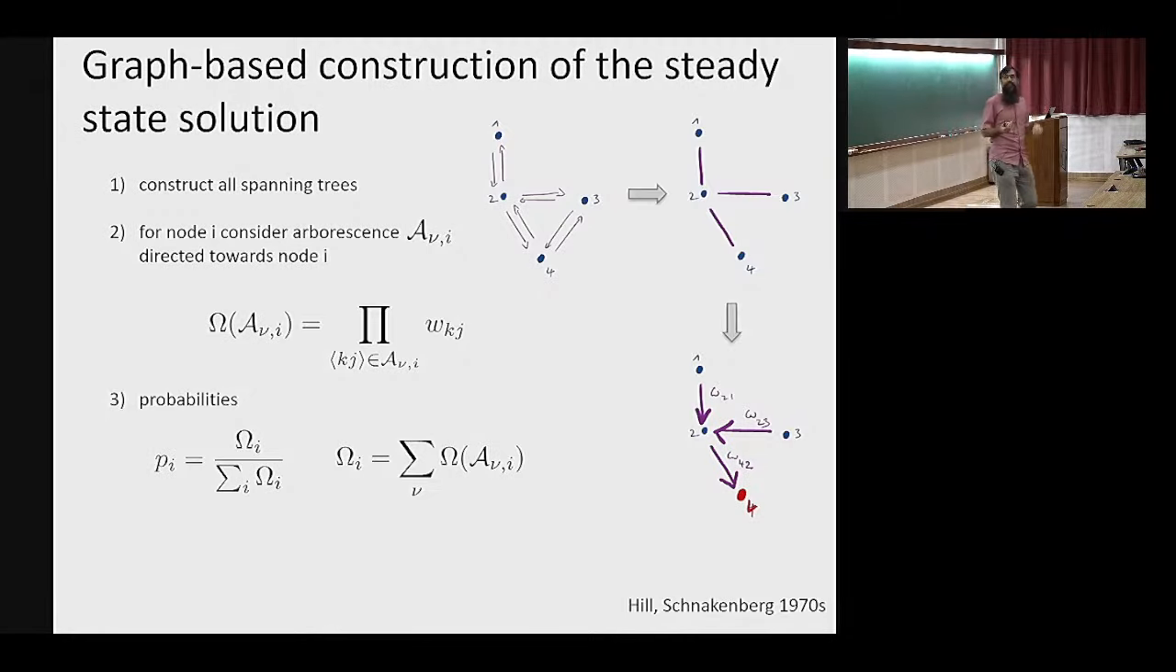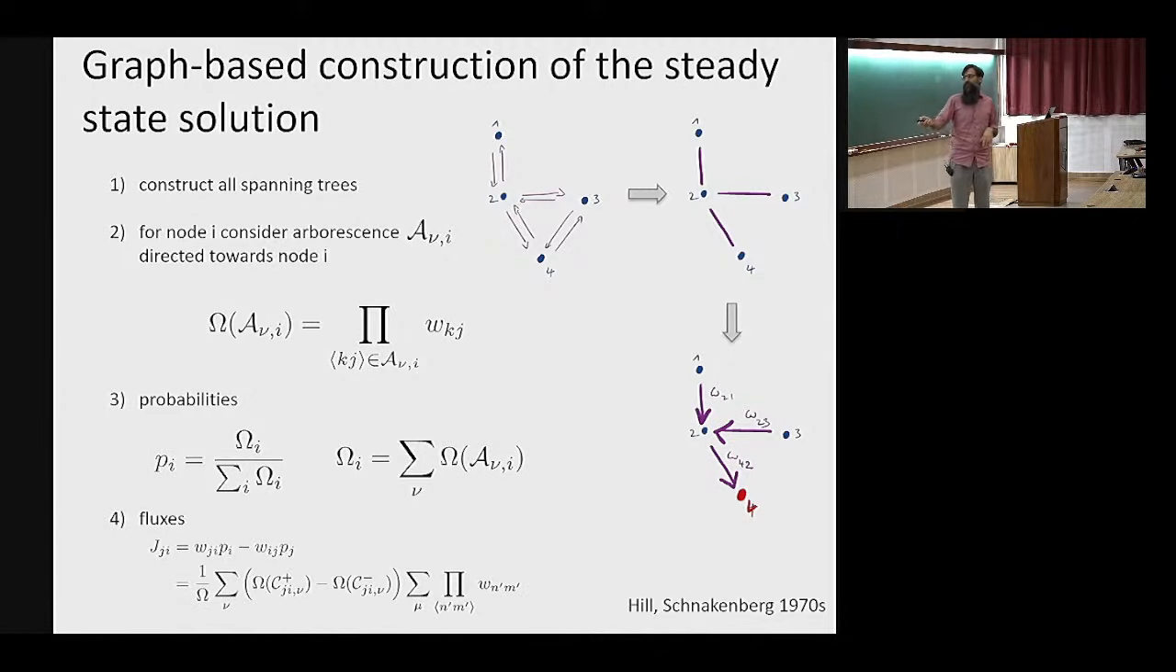But conceptually, I think this is really very nice that you have this graph-based method of constructing the steady state here. And one can actually do the same thing for the fluxes. So if you take the flux between two edges, then that's just rate times probability minus the backward flux. And then you can do basically the same thing.